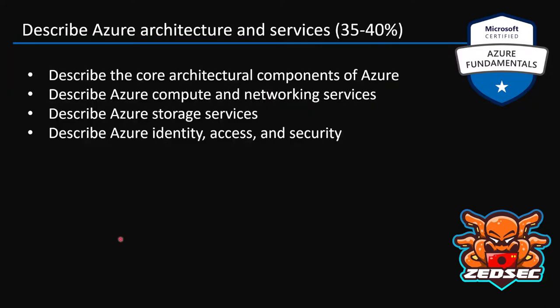So now we're going to move on to the second module of Azure Fundamentals. This is the biggest one by far. It's probably double the size of the other two. They probably could have broken this one down into smaller ones. But the main topics in this module are going to be: describe the core architectural components of Azure, describe Azure compute and networking services, describe Azure storage services, and describe Azure identity, access, and security.